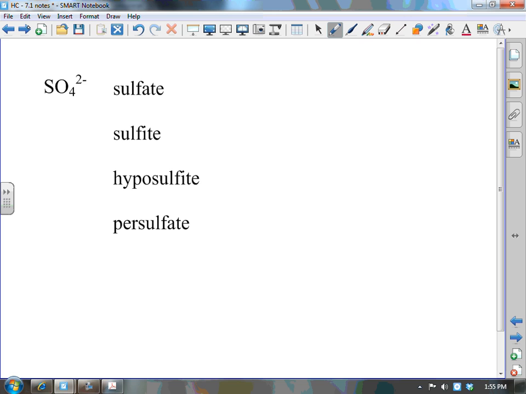I'm going to give you one. It's called sulfate, and it's SO4. So here's what I want you to do: write these down and pause, and just do this real quick. If sulfate is SO4 and it has a 2- charge, what are the others? What would their formula be?